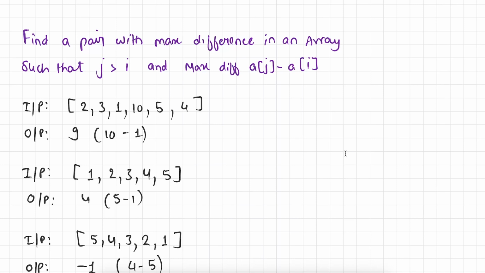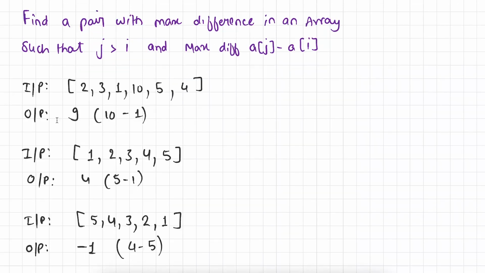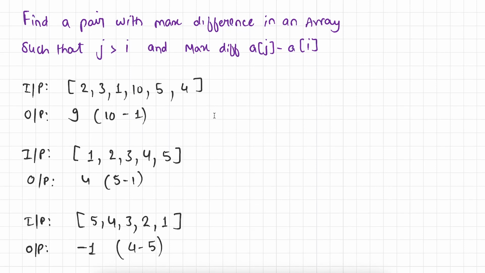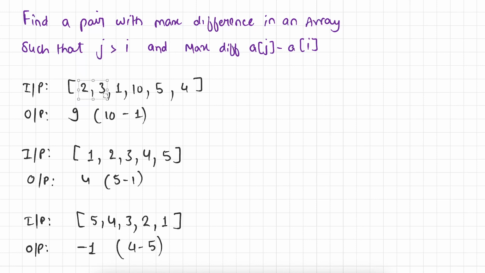Okay. So now let's understand this problem with some examples. So let's see the first example. Here we have an array with elements 2, 3, 1, 10, 5 and 4. And what is given in the problem? We have to find a pair. So we have to consider two elements here. If we consider two elements, let's say 2 and 3, and calculate the difference, you get 3 minus 2 is 1, right?